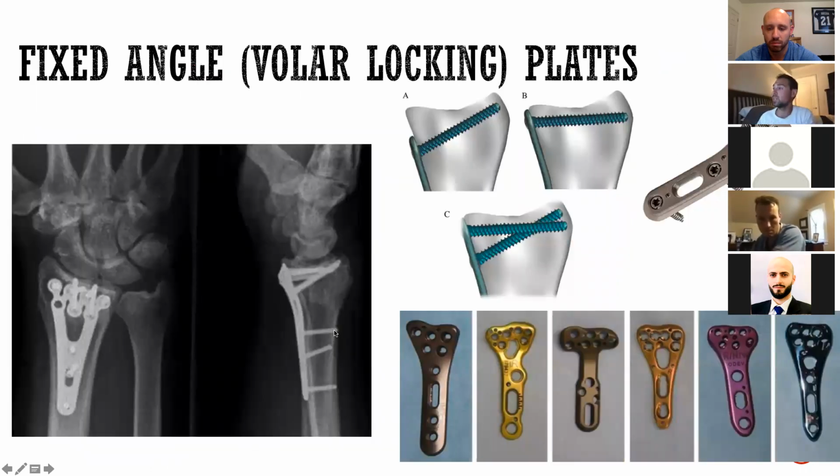So here are some fixed angle plates. This is a whole assortment of what they can look like. They come in nice shiny colors. Jeremy's favorite is purple. They have locking screws.